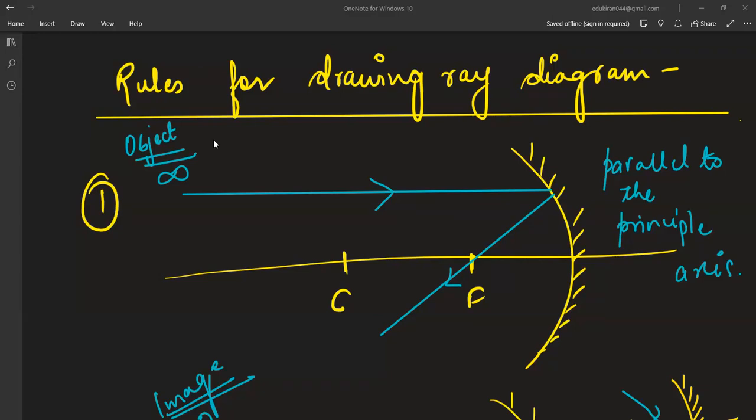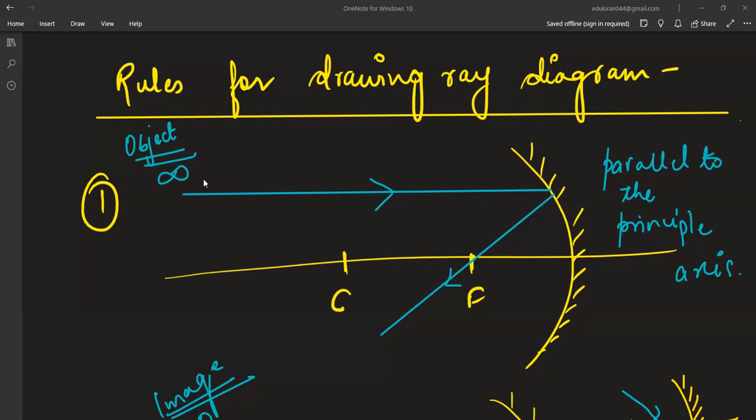Which part, Hari, have you not understood in this diagram? See, this is a mirror. This is the principal axis. In the last class, I discussed that the center of curvature is the actual center of the entire circle of which this mirror was a part. Here is the focus, where the image will be, where the rays will be concentrated.